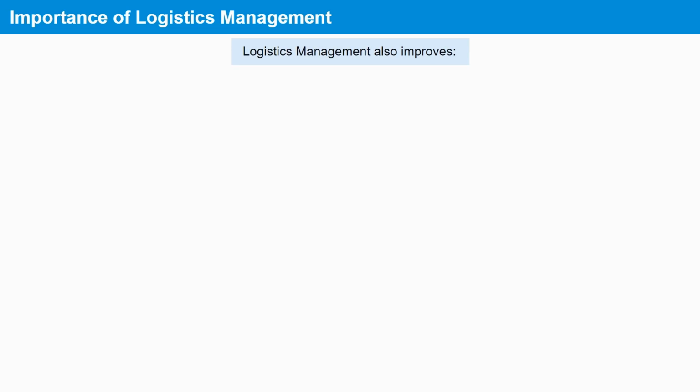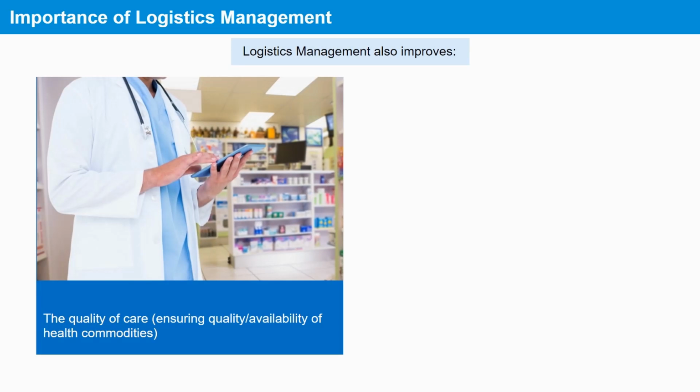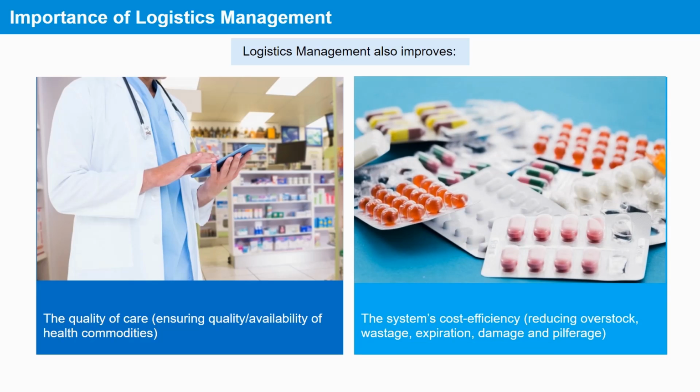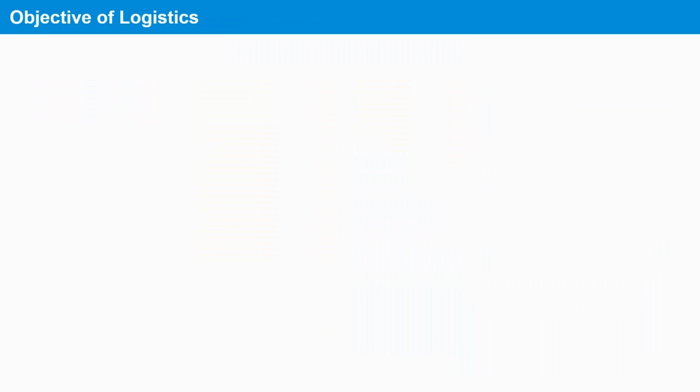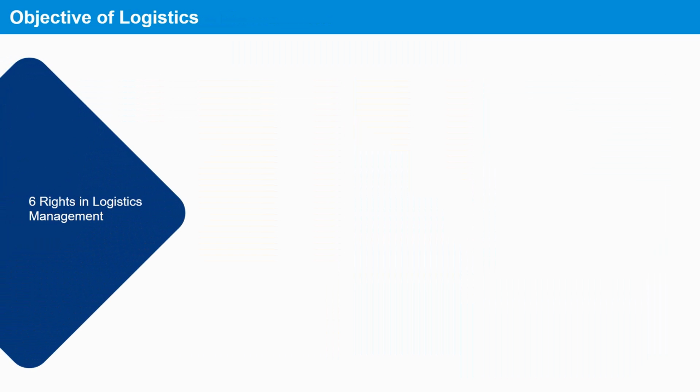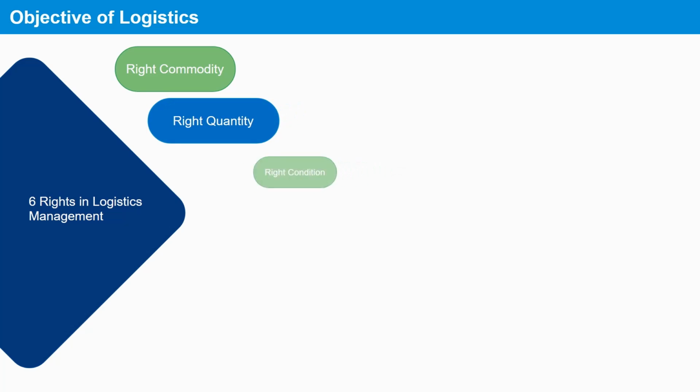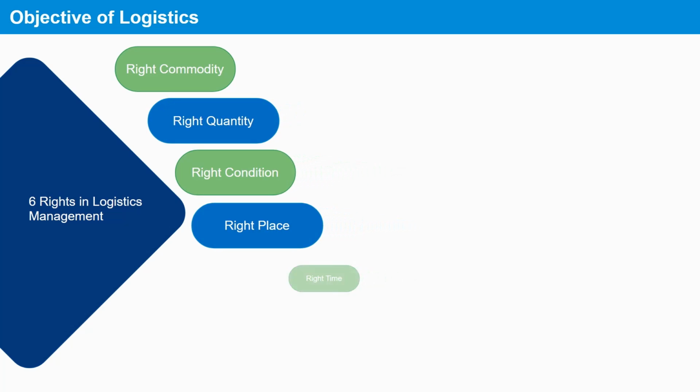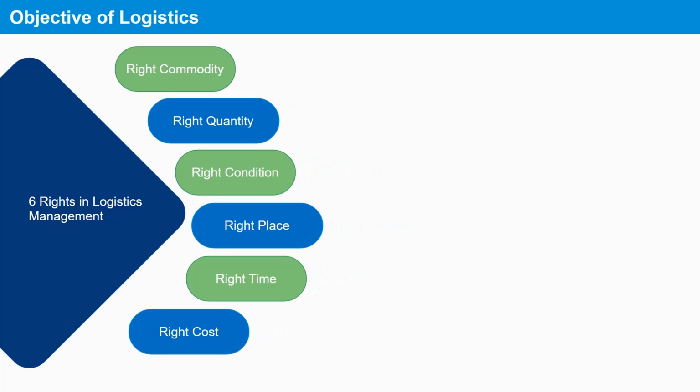Logistics management also improves the quality of care by ensuring the quality and availability of health commodities and improves the system cost efficiency by reducing overstock, wastage, expiration, damage, and pilferage. A logistics management system is established to ensure that the right commodities needed to serve clients in the right quantities and conditions are delivered to the right place at the right time and for the right cost.